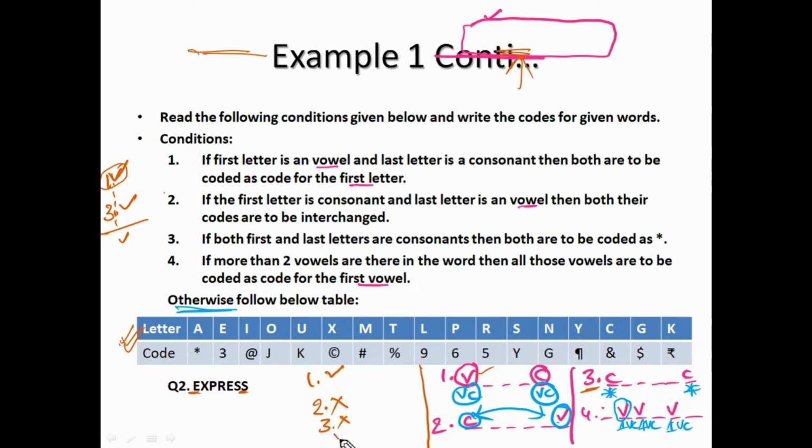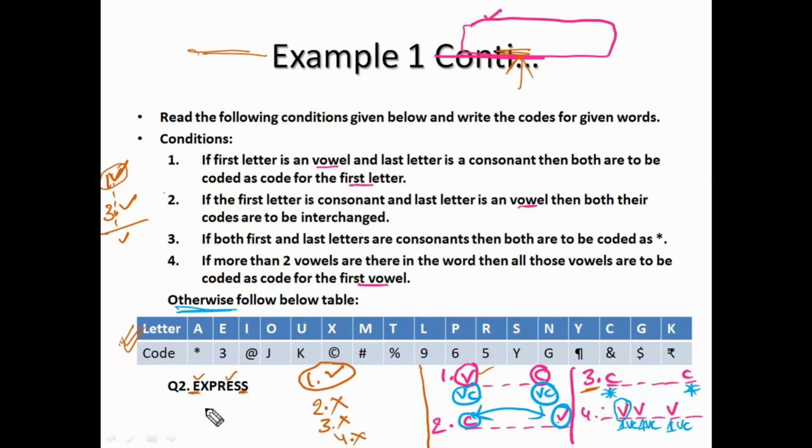Condition 3 fails. Condition 4, more than 2 vowels are there. How many vowels are there? 1 and 2. Only 2 vowels are there. There are no more than 2 vowels. That's why condition 4 also fails. Only condition 1 is following. We need to satisfy that condition.